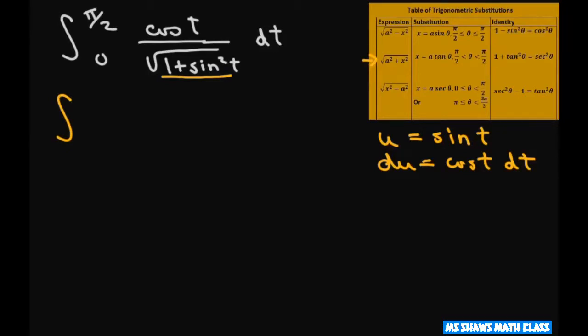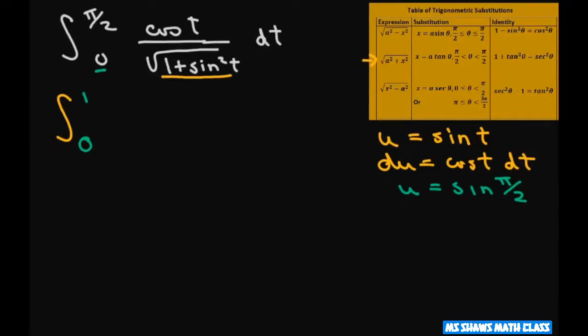So if t is 0, then we're going to get sine of 0 equals 0. So this is still going to be 0. But if we have pi over 2, then u equals sine of pi divided by 2. So if t is pi over 2, that's going to be 1. So we're going to evaluate it from 0 to 1.